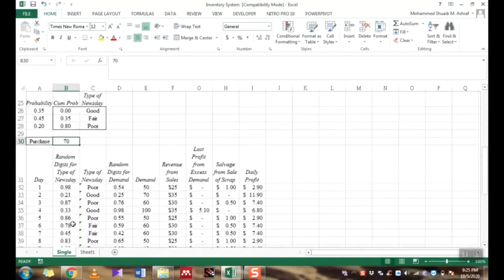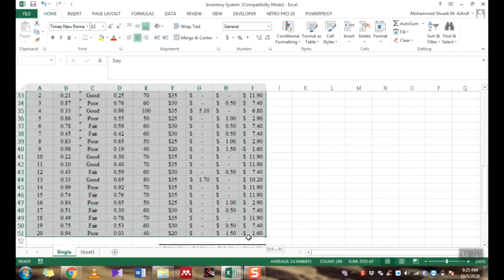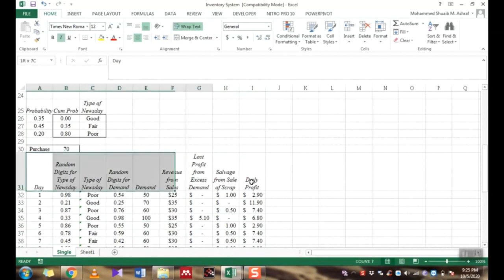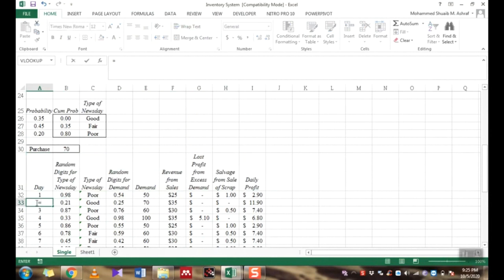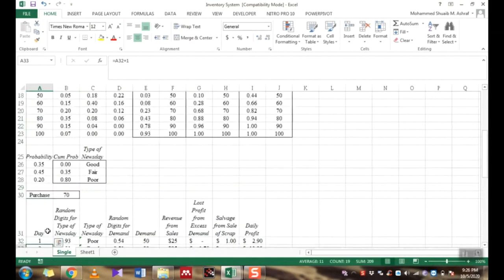Newspaper purchase is 70. This is the simulation table we have to generate for 20 days. The students have to prepare this table as it is. Now, how will we generate this table? Let's see. For the first day, I will enter 1, and for the next, this plus 1. Then drag to apply this to all the cells. So we have 20 customers here.